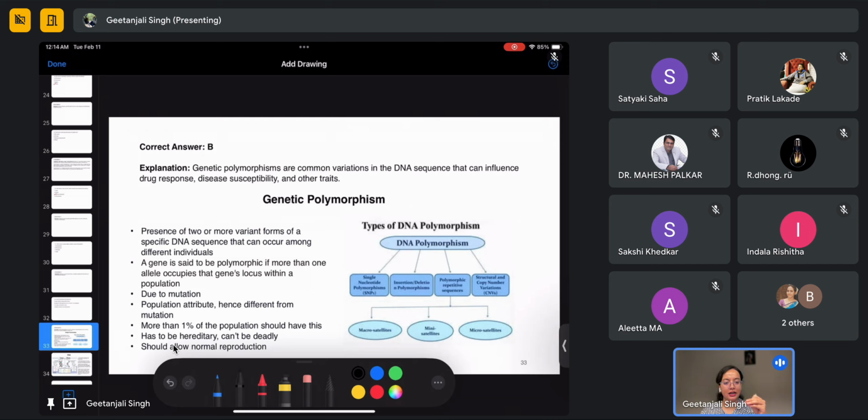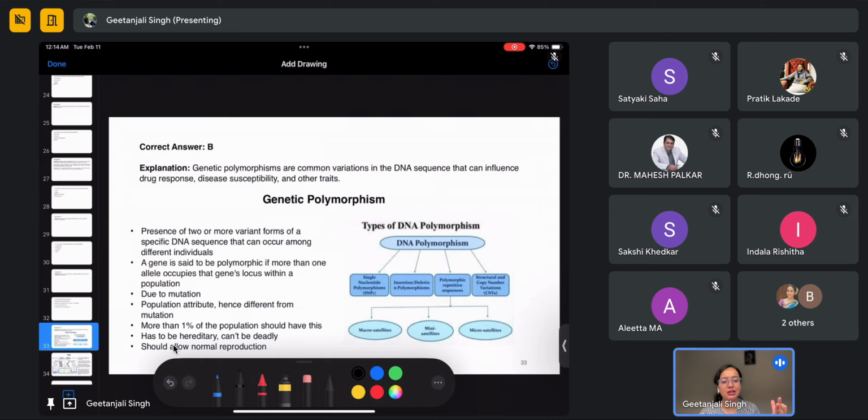Again, it's like one or more variants are present in a particular population in the same locus of the gene. So it has to have at least two variants, and it's caused due to mutation. Now there is difference between mutation and polymorphism.